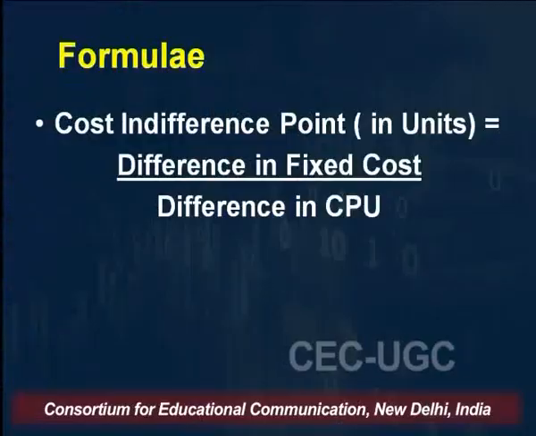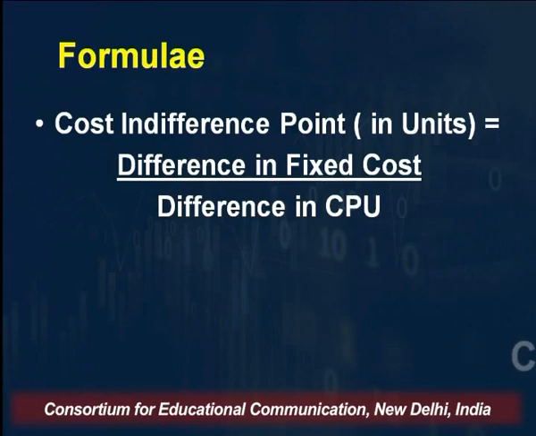Now, coming to the formula, after understanding what cost indifference point is and its uses, let us understand the formula to calculate it. Always remember, here also we have to do the calculation from two different perspectives: one from the point of view of units, another from the point of view of rupees. When I have to calculate cost indifference point in terms of units, your numerator will be the difference in fixed cost and your denominator shall be the difference in CPU, that is contribution per unit. So the formula is: cost indifference point in units equals difference in fixed cost divided by difference in contribution per unit.